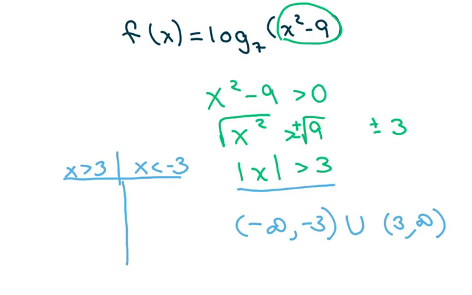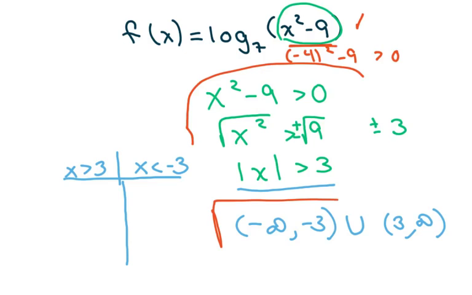Now that made it all complicated, but instead of doing all this, you could actually just look at it. We know 3 squared will give you 9, and 9 minus 9 is 0, but you can't have 0, so it has to be bigger than 3. But also negative 3 works. Negative 4 works. If you plug in negative 4, you get 16 minus 9, which is positive. So this is your answer on this.